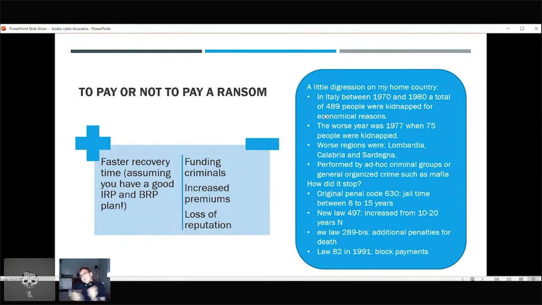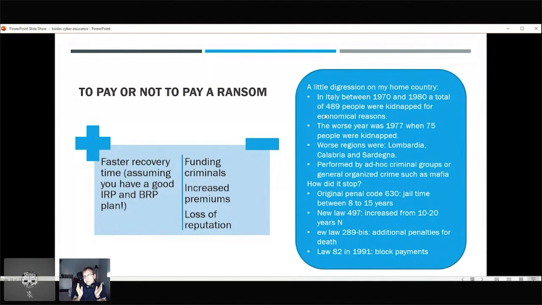So how did it stop, right? After a few years, we didn't hear anything about that. In the original penal code, please, no jokes, the jail time was originally between 8 and 15 years. They had to put in a new law, 497, that increased it from 8 to 15 years to 10 to 20 years in jail. And there were additional laws that the government had to release specifically for that, right? There were additional penalties if you were going to kill the person.